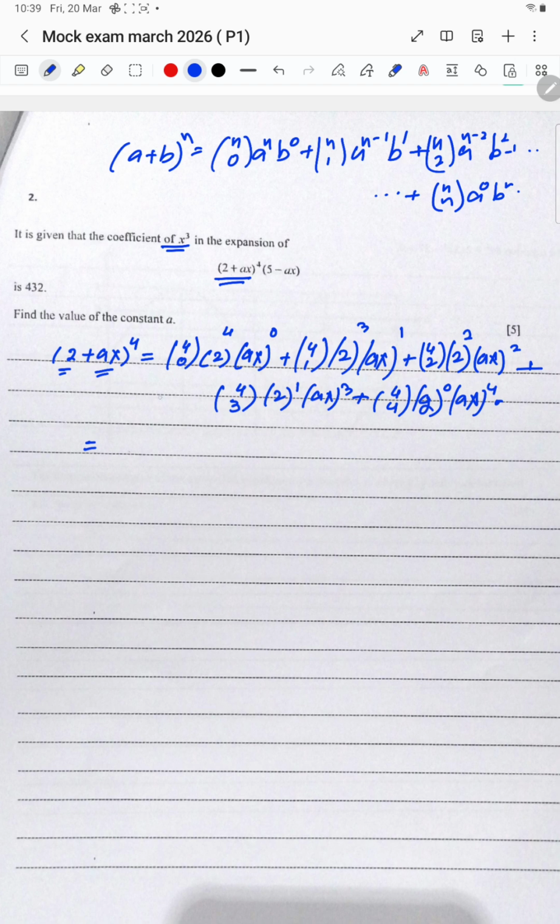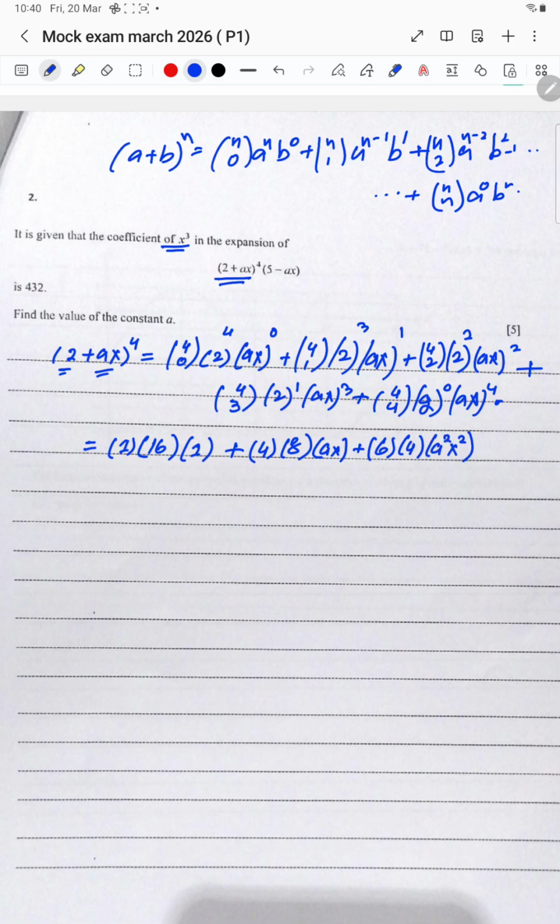This 4C0 becomes 1 in the calculator, and 2^4 is 16, and any number to the power 0 becomes 1 again. 4C1 is 4 and 2^3 is 8, and it will be ax. 4C2 becomes 6, and 2^2 becomes 4. It will be a square x square.